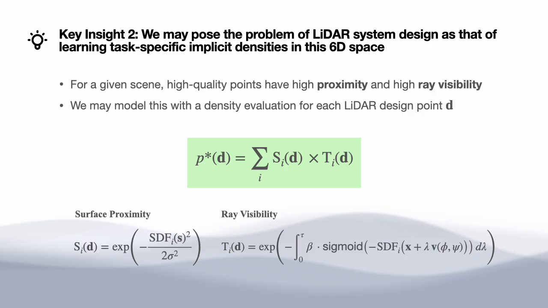To do that, we first establish a density evaluation metric, which allows us to evaluate the quality of each design point or LiDAR measurement for a set of scenes, which represent a task. This density evaluation balances these two key LiDAR design factors, high surface proximity and high ray visibility, to help us evaluate over a set of scenes how well suited a LiDAR measurement is for observing that scene surface. Importantly, we show in our paper that this evaluation metric is general enough to help us synthesize well-suited designs across tasks and objectives, including for 3D scanning, 3D object tracking, and object detection.